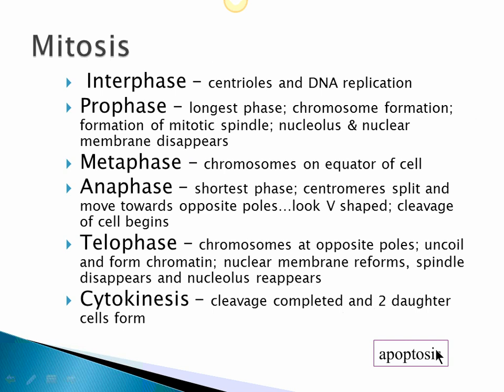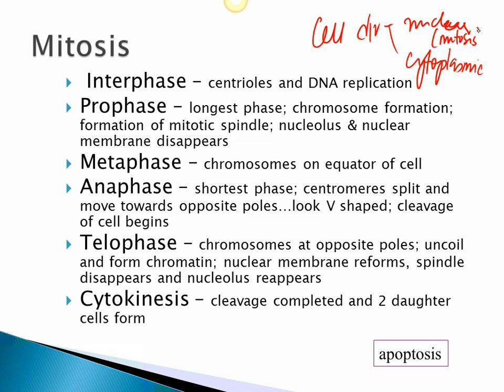Let's now look at one part of cell division. Remember, cell division is made up of nuclear division and cytoplasmic division. Nuclear division is known as mitosis. Cytoplasmic division is known as cytokinesis.